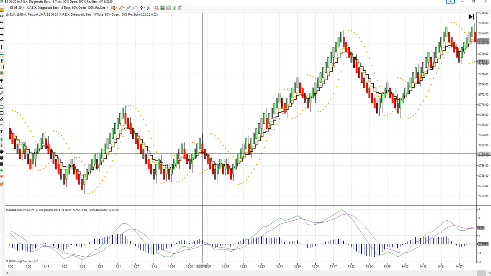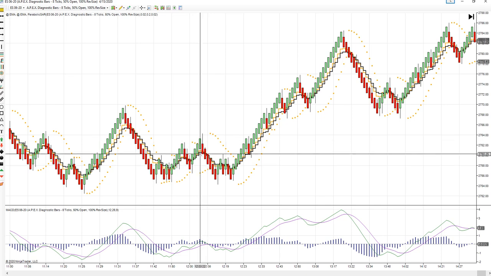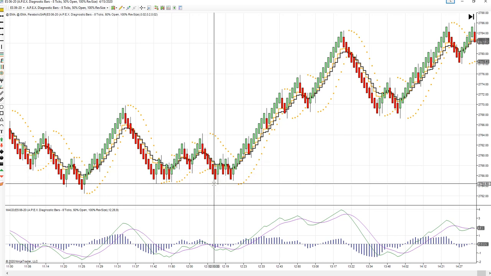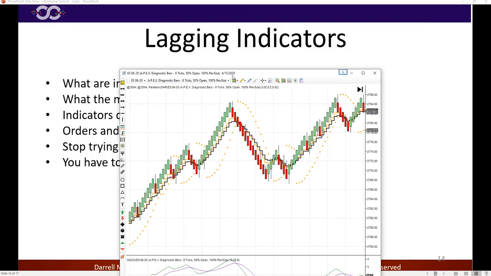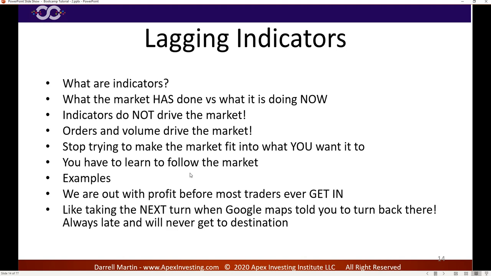We would have already been out with our profit, right? Does that make sense? We'd already been out with our profit before other people are even getting in. Do you see that difference right there? Most of the time, the 10% of successful traders are already in and out with profit before the 90% ever get in. Do you see why? Because you're relying on something that's lagging and chopping you back and forth. And those were some examples there. We're out with profit before most ever get in.